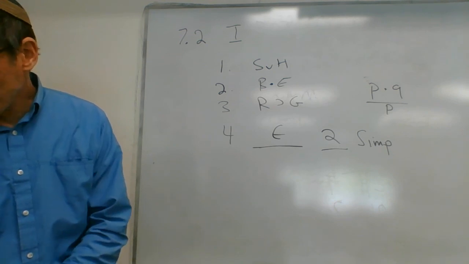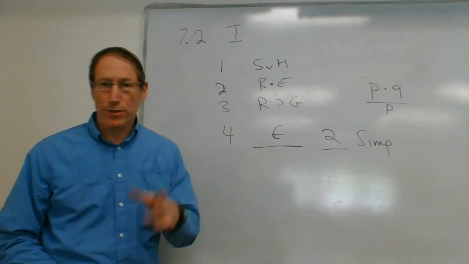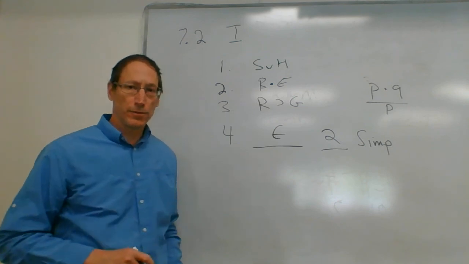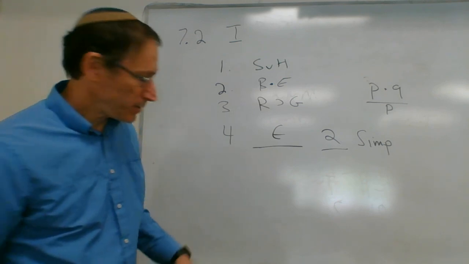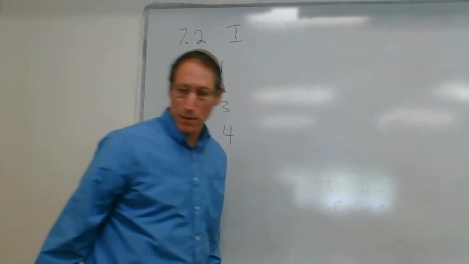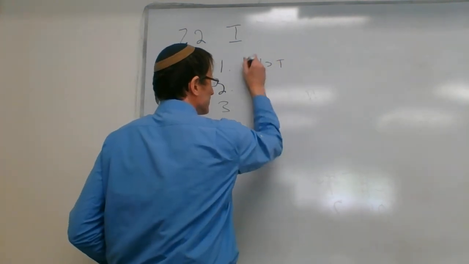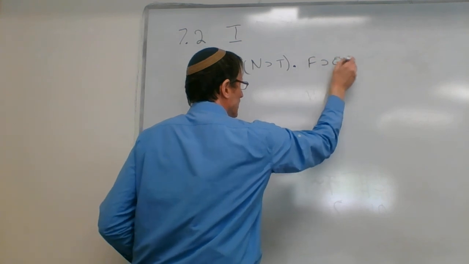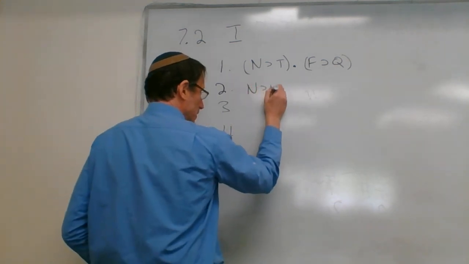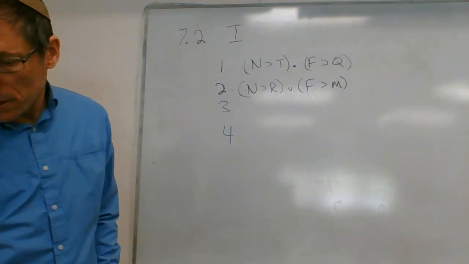Okay, let's see, these I think are relatively easy. I'm looking at the book here, let's try number 2. Try to do number 2, pause the video, see if you can do it, and then I'll show you on the board. Okay, so here's number 2. We have N horseshoe T dot F horseshoe Q. We have N horseshoe R wedge F horseshoe M. And we have N wedge F.